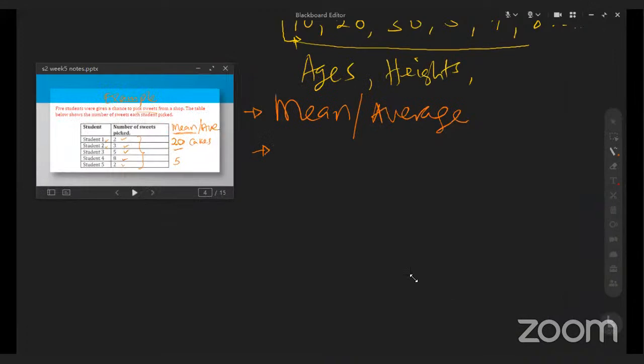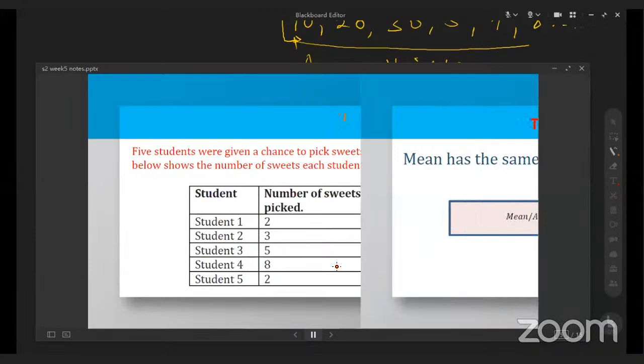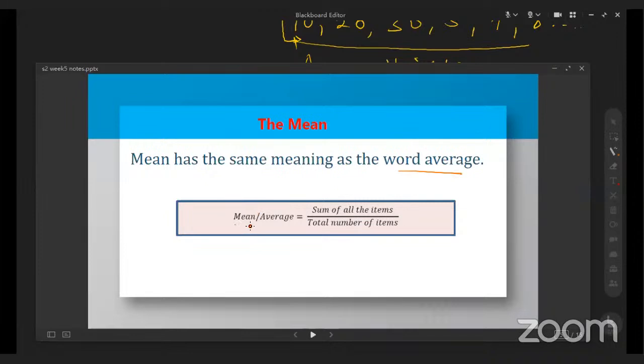Now, we move on. So we said the mean, as we said, is the same as the average. Now, for you to get the mean or the average, it is got by a formula. This formula, I think you looked at it way back in primary, I guess. We say it is the sum of all items divided by the total number of items. Okay? The sum of all items divided by the total number of items.